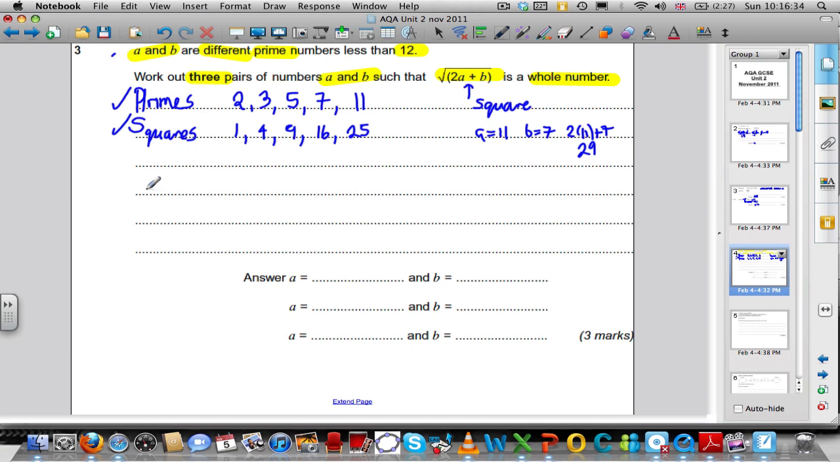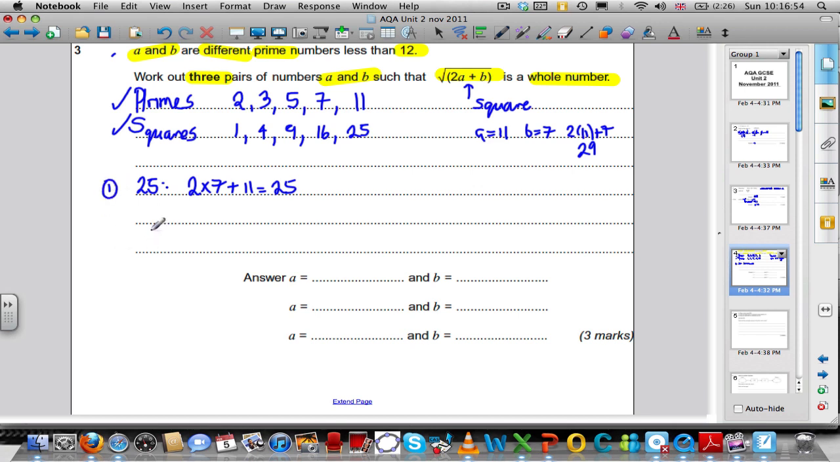Let's have a go at trying to make 25. So 25, can we make 25? Well, we can if we choose 2 multiplied by 7, which would give us 14, plus the 11 would give you the 25 you're after. So you've got one pair of numbers, A and B.